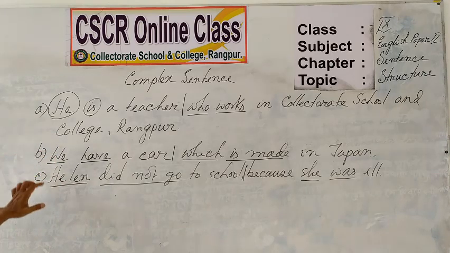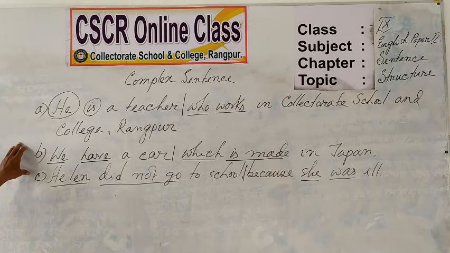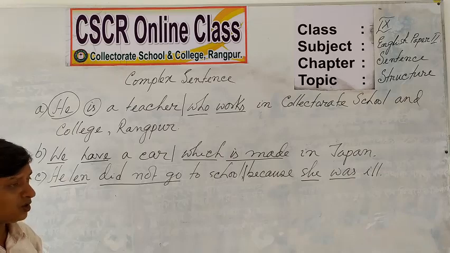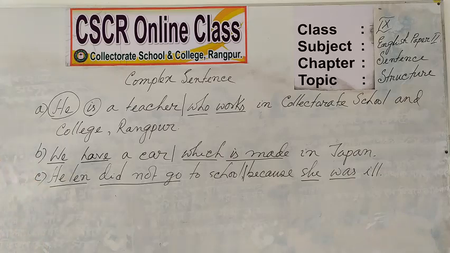Again in B, we have a car. If we finish the sentence here, it also expresses the full meaning. But another part, which is made in Japan, can't express full meaning, though it has a subject and finite verb. Dear children, the same is the case with sentence C. First part, Helen did not go to school. If we finish the sentence here, we can have a full meaning, but in the second part, because she was ill, if we finish here, it cannot express the full meaning.